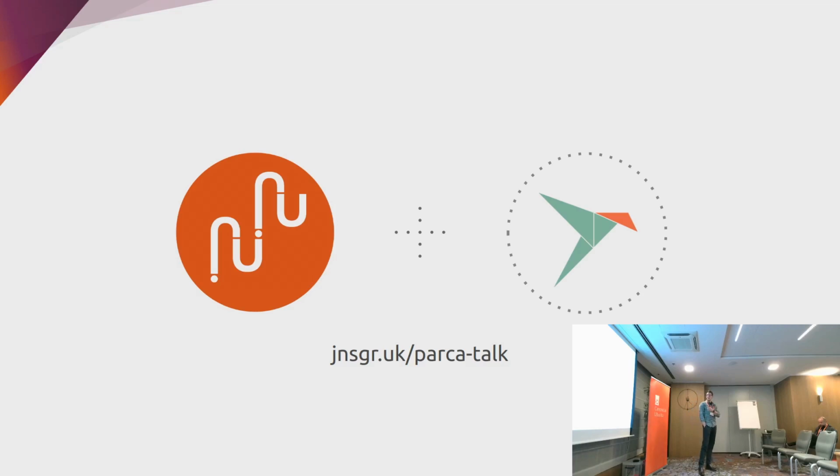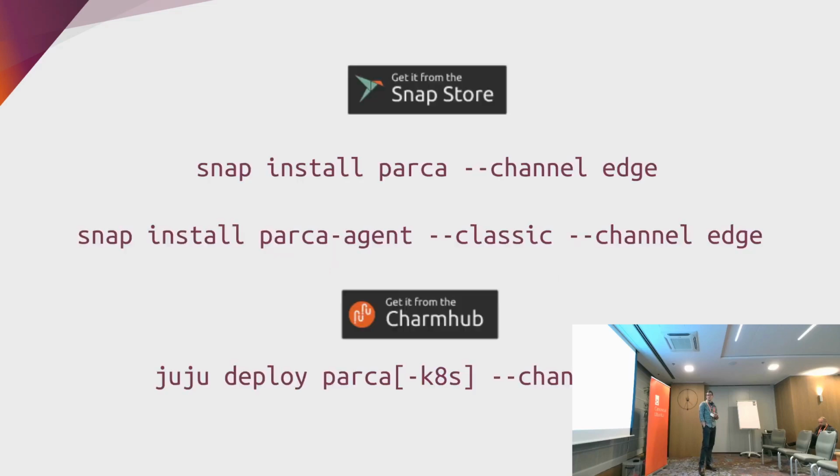There is a more detailed write-up of the work that I did at that URL. There you'll see some screenshots of it working with Zinc and profiling a Juju controller on LXD and on Kubernetes. And there's some step-by-step pieces there if people want to have a play with it. You can also head over to the Snap Store, so you can install Parca or the Parca agent, and you can deploy from Charm Hub, Parca, or Parca Kates.